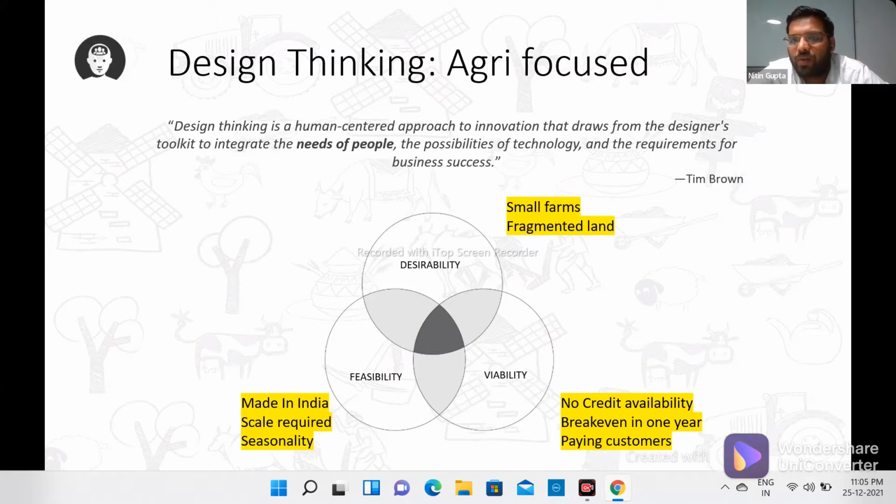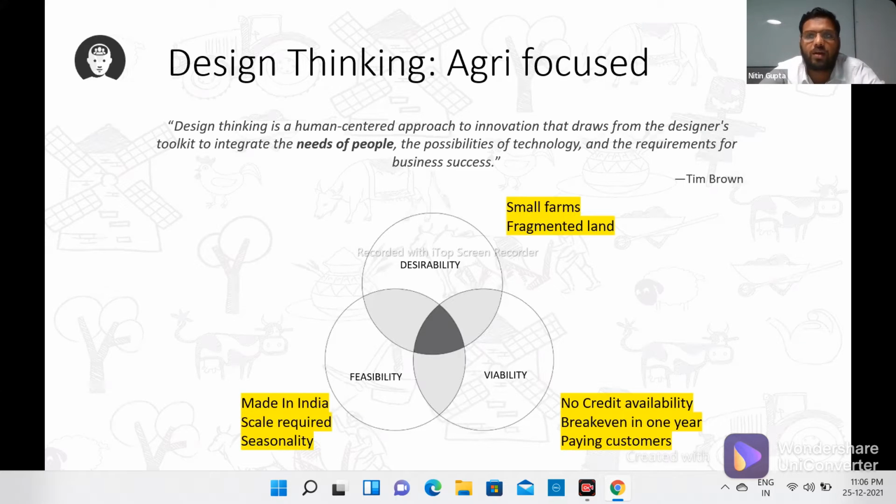From the viability point of view, viability is not only for a business or a startup or whoever is doing this project, it is also about viability for the user. What is the unit economics for the farmer who is going to use our product? They don't have credit facilities available. Then there is the break even. They always ask that whatever money they put into equipment, they should be able to break even within the first year itself. Only then is it a good investment for them.